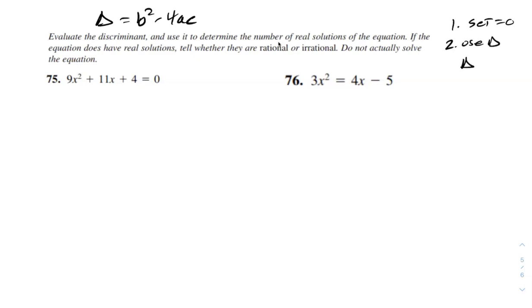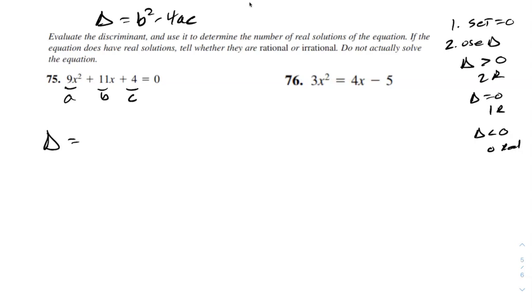Now again, when you use it, if that thing is greater than 0, it's 2 real. If that thing is equal to 0, it's 1 real. If that thing is less than 0, it is 0 real. So let's just use it. Here's my A, here's my B, and here's my C.